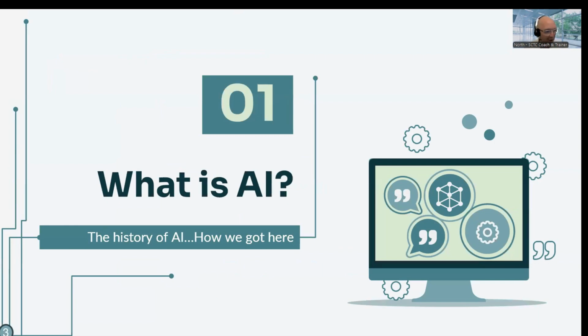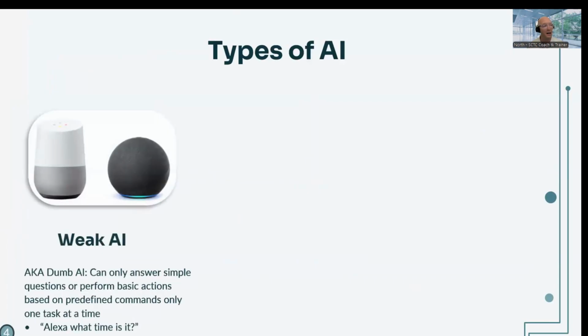What is AI? The history of how we got here. There are three types of AI. And these are general classifications, overarching. You can lump all of artificial intelligence into one of three categories. We've got weak AI, also known as dumb AI, that can only simply answer questions.